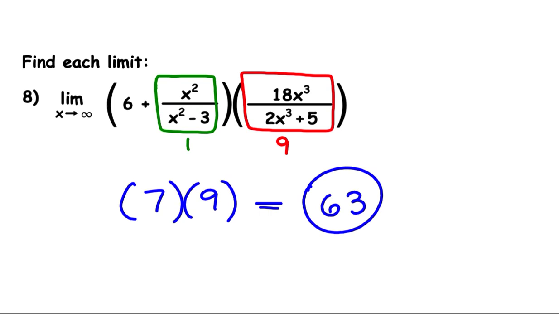Again, a lot of times it's easy to get sidetracked. A lot of people will have 9 instead of 63 because they'll forget that the 6 was here. So, just be careful.